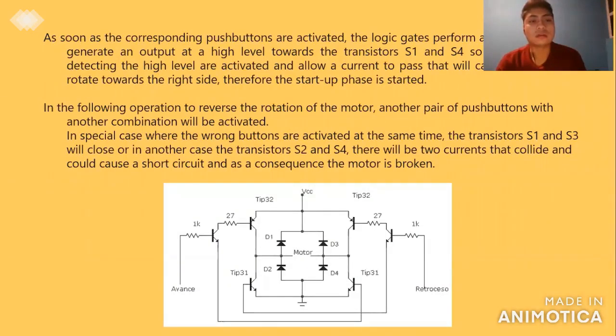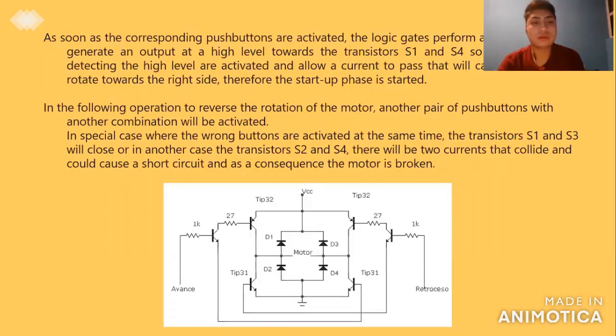As soon as the corresponding push buttons are activated, the logic gates perform a series of steps to generate a high-level output towards transistors AS1 and AS4, so that when they detect the high level they are activated and allow a current to pass that will cause the motor to rotate towards the right side. Therefore, the startup phase is started.